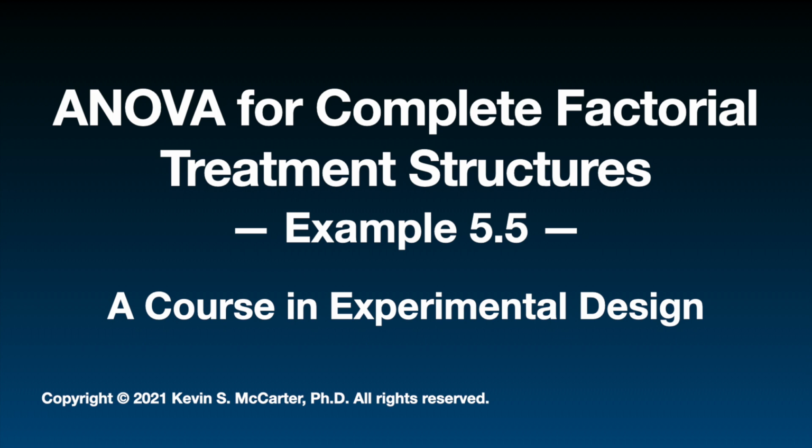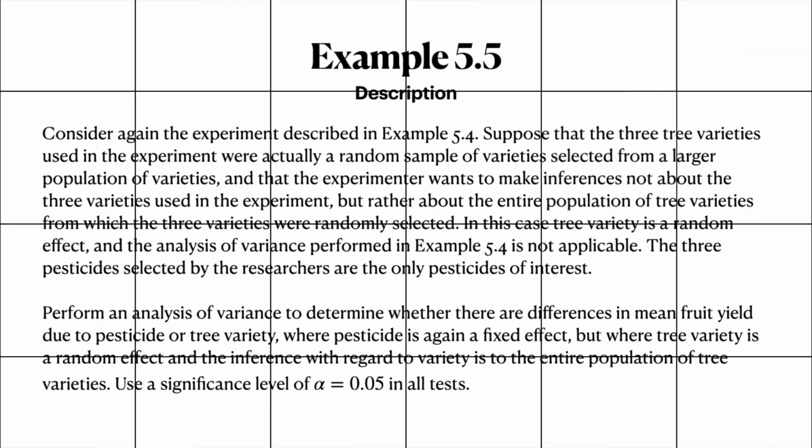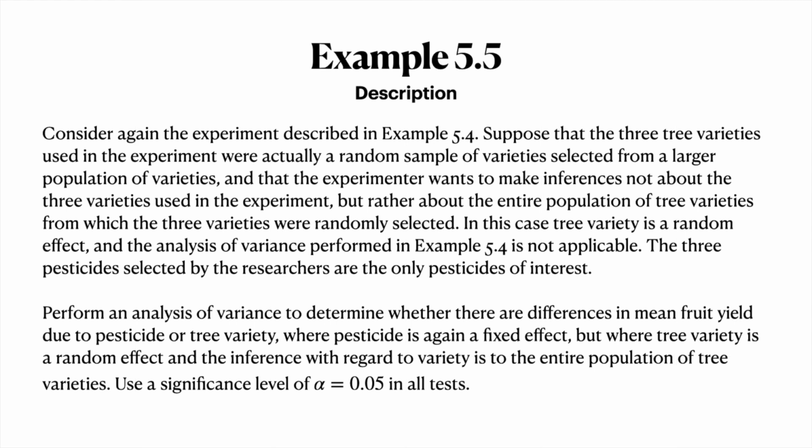In this lecture video, we look at example 5.5, where we demonstrate how to perform an analysis of variance for a two-factor complete factorial treatment structure. So here's a description of the scenario. Consider again the experiment described in example 5.4.